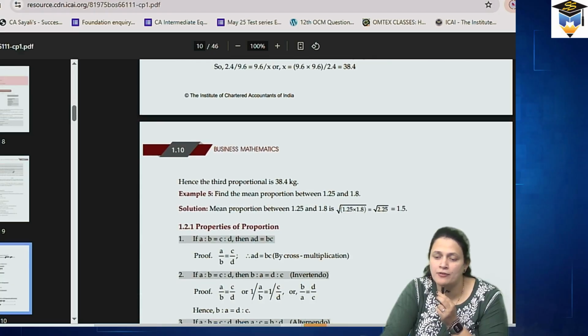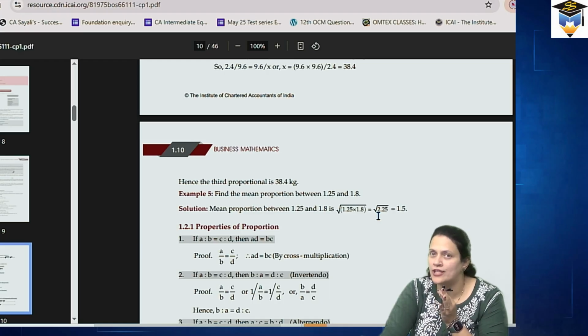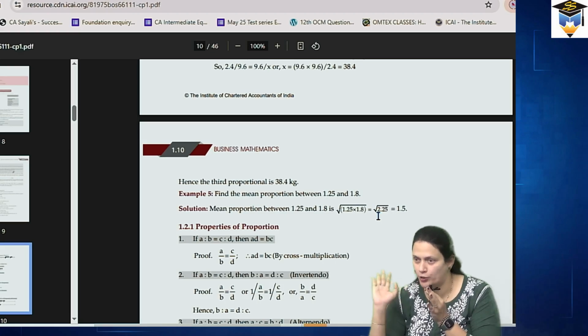Now, in the fifth sum, if you see, find the mean proportion between 1.25 and 1.8. Now, in this case, the middle number is not given to us. You have to find out the middle number. So, b square is equal to 1.25 into 1.8. That is 2.25. So, b will be square root of 2.25. That is 1.5. Okay. So, here we have studied about proportion and continued proportion.